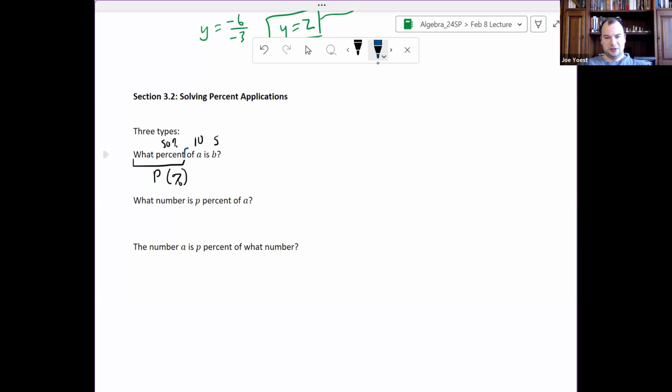Or I could use my more general techniques, things like, okay, when I see "of," that usually means times. And when I see "is," that usually means equals. But either way, I see that P times A equals B. And we're looking to solve this for P. And I can already find the general solution: P equals B divided by A.